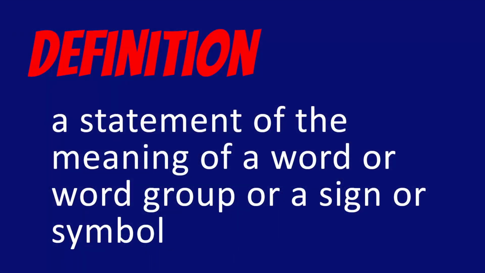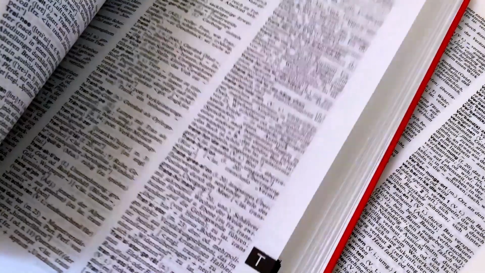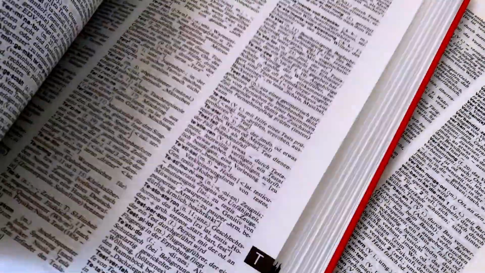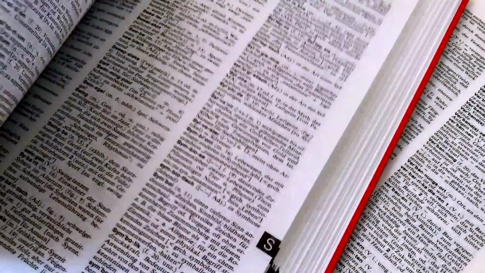The definition of the word definition is a statement of the meaning of a word or word group or a sign or symbol. I speak American English, and while the language is ever evolving, there is still a somewhat sacred place where the definitions are kept. That place is called a dictionary. And if it is legitimate, it is basically the Bible of words. But just like the actual Bible, we have our own interpretations.